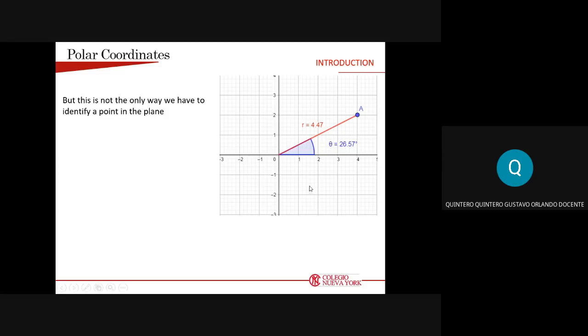All right, let's continue. Now, how do you write these coordinates? This is how you find them, but how do you write this in a quiz? Let's say we are doing a quiz and I ask you to find the polar coordinates. How do you write the answer?